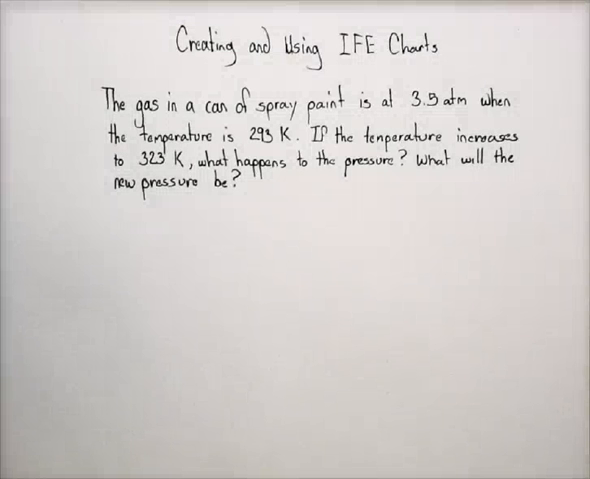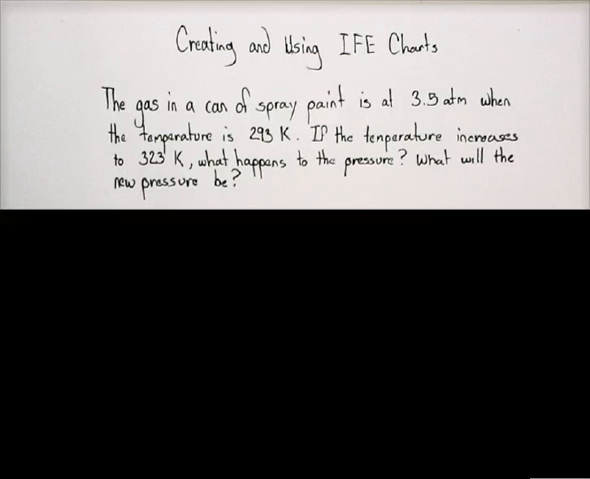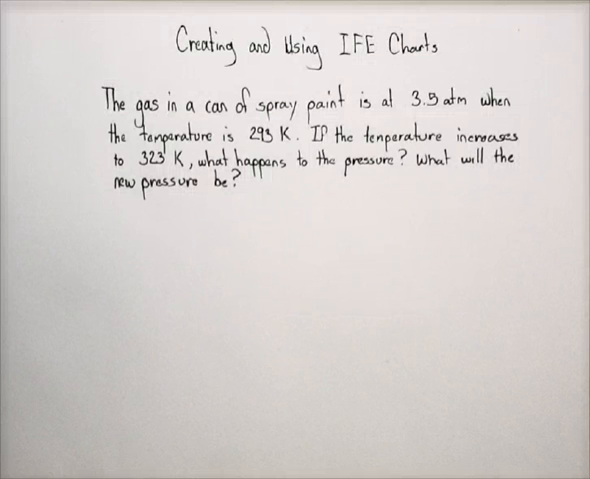Hey guys, today we're going to be using something called an IFE chart to solve problems related to gas pressure and all these factors that affect gas pressure. So here's the situation we're looking at. This will probably look familiar. Gas in a can of spray paint is at 3.5 atmospheres when the temperature is at 293 Kelvin. If the temperature increases to 323 Kelvin, what happens to the pressure and what will the new pressure be?